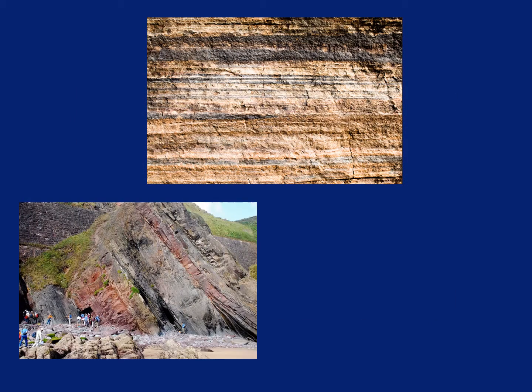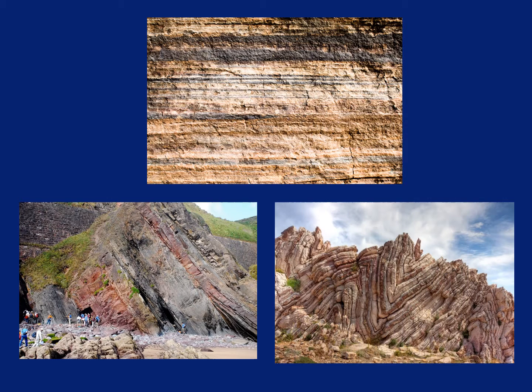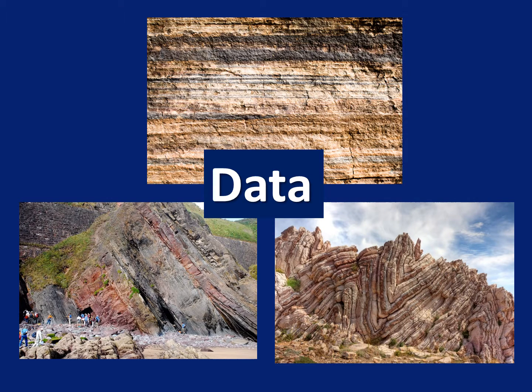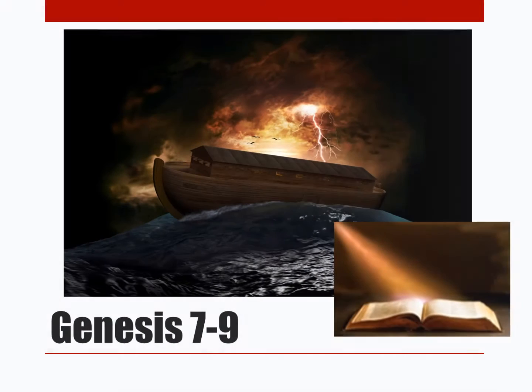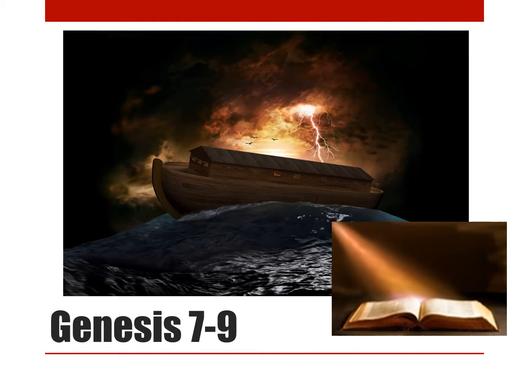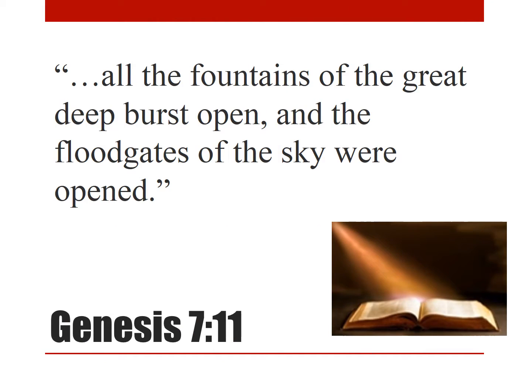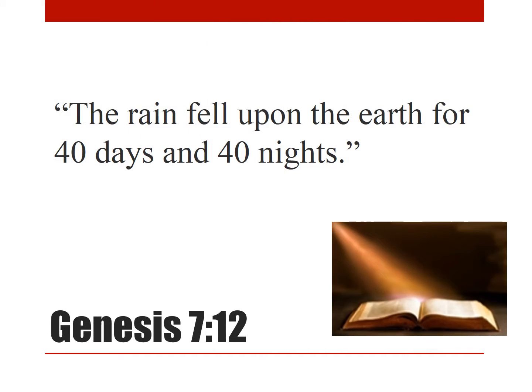These rock layers, the horizontal ones, the ones that have been thrust up, and the ones that are bent, all provide us with data. These data are consistent with the story of an event recorded in the Bible. Genesis 7-9 tells the story of a worldwide flood. The story says that all the fountains of the great deep burst open and the floodgates of the sky were opened. Then the rain fell upon the earth for 40 days and 40 nights.